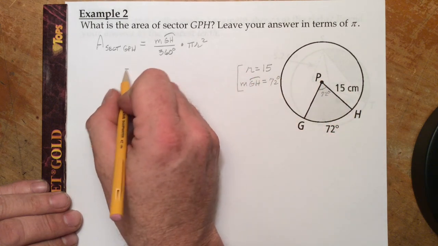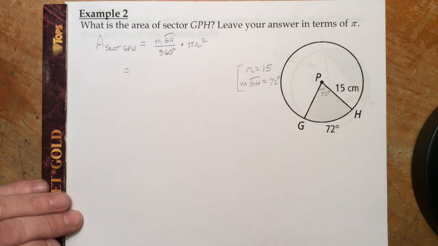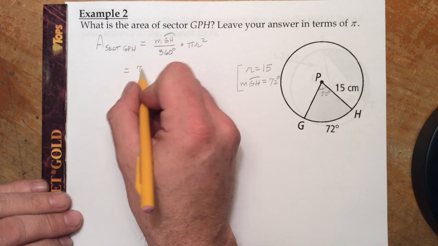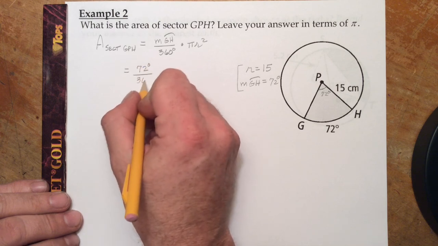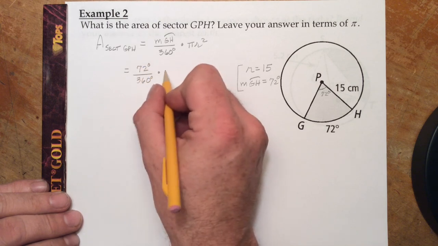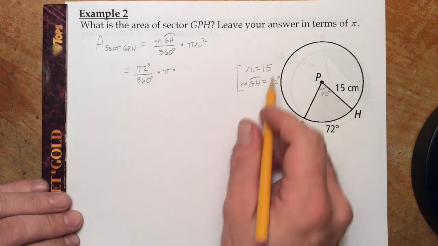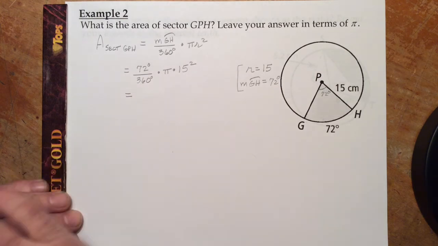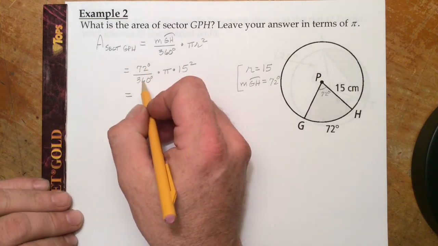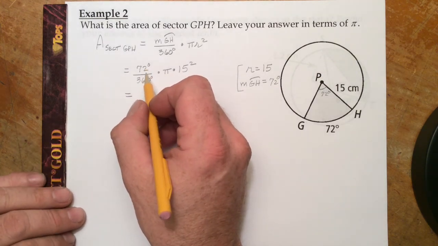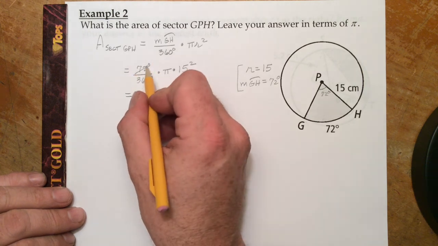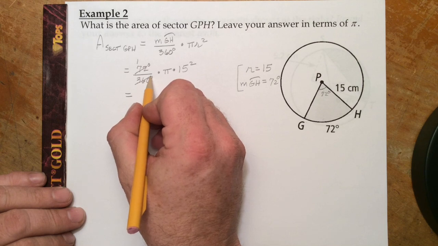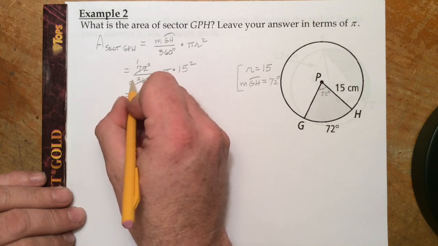Now we come back over here, substitute into our formula for area. The measure of arc GH is 72 degrees over 360 degrees times pi times the radius, which is 15 squared. First of all, the ratio does reduce. It reduces by 72. 72 goes into 72 once. 72 goes into 360 5 times.